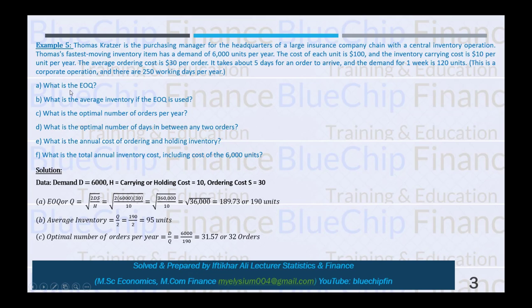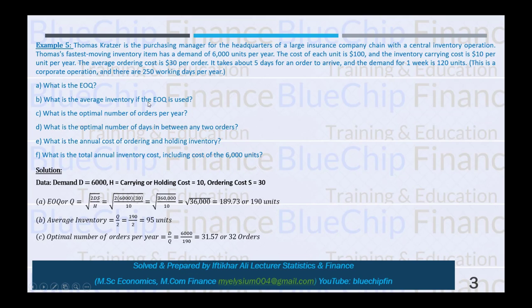So first of all, what is the EOQ? Economic order quantity is the square root of 2DS divided by H. So 2D is 6,000 multiplied by S, that is ordering cost is 30 and your holding cost is 10. So after working out this equation, your result is 189.73, or we can say 190 units.